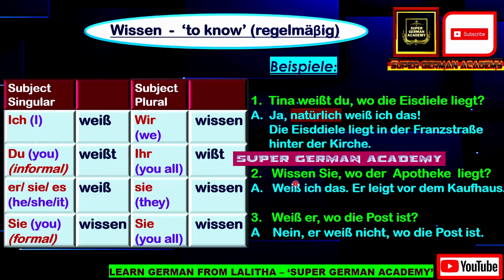The second one, wissen Sie, wo der Apotheke liegt? Means wissen Sie. S is capital letter here, that is formal use. So the conjugation for it is wissen. So wissen Sie means do you know wo der Apotheke liegt? Where is the pharmacy located?